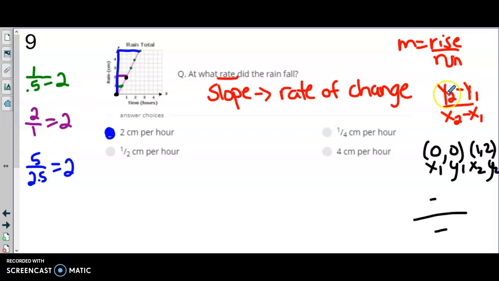So the first thing in my formula says y2, which is 2. Then I need a y1, which is 0. Then down here I need my x2, which is 1. And then my x1, which is 0. 2 minus 0 is 2. 1 minus 0 is 1. And that also reduces to 2 centimeters per hour. So whichever way you want to find it.